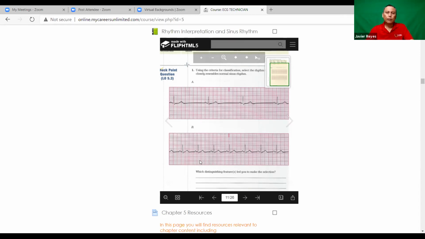You can use the 300 method, okay? You count the big blocks and you divide it. Janie, do the 300 method. Count the big blocks and divide them into 300. And Norma, count the little squares and divide it into 1500 and give me the heart rate. So I count the little squares? Yes, and divide it into 1500.